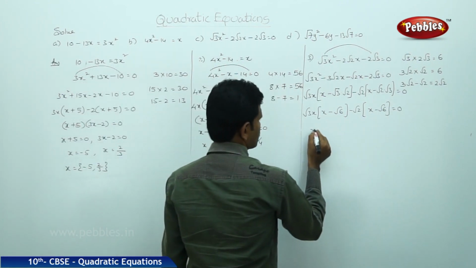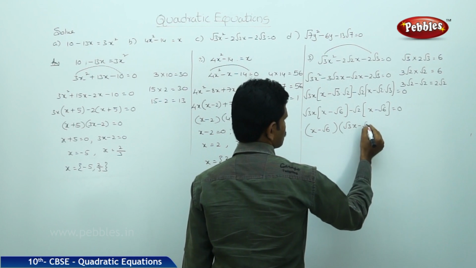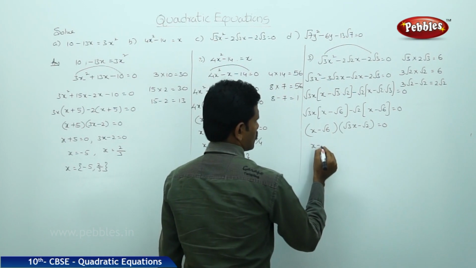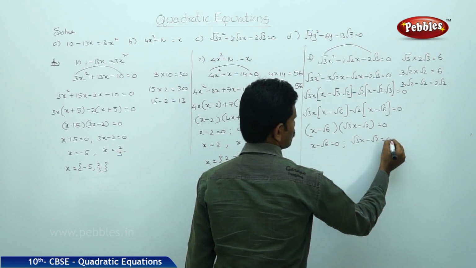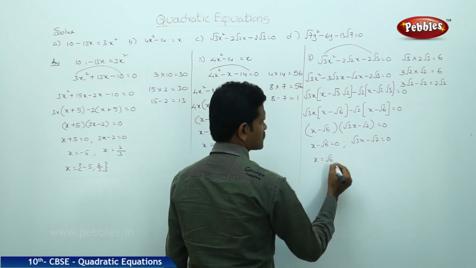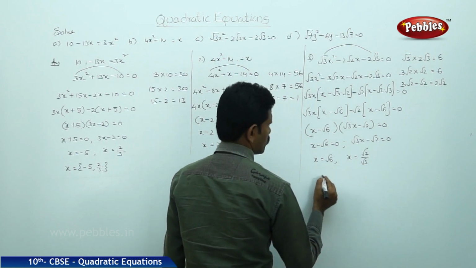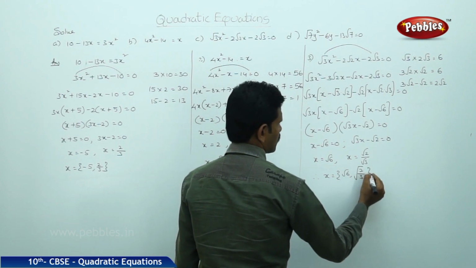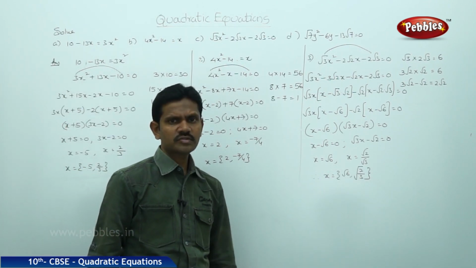That is, x minus root 6 is one factor, the other factor is root 3x minus root 2 is equal to 0. Both the parts equal to 0. x minus root 6 is equal to 0, or root 3x minus root 2 is equal to 0. That is, x is equal to root 6, x is equal to root 2 by root 3. Therefore x is equal to the set of root 6 comma root over 2 by 3. That is, root 6 comma root over root 2 by 3 are the solutions.